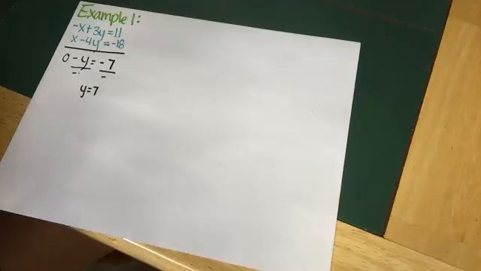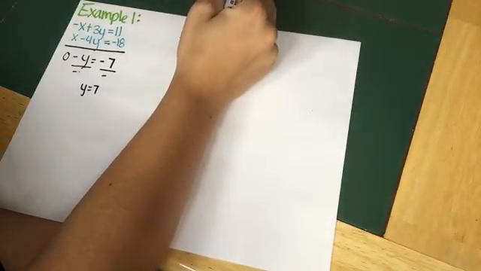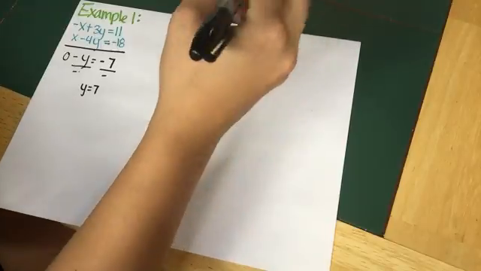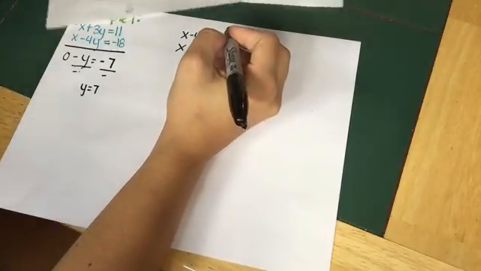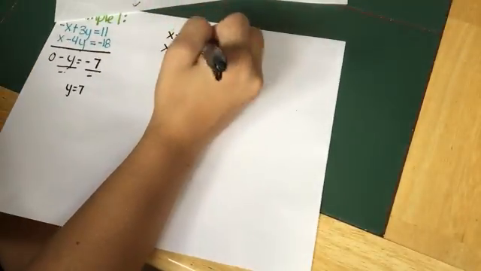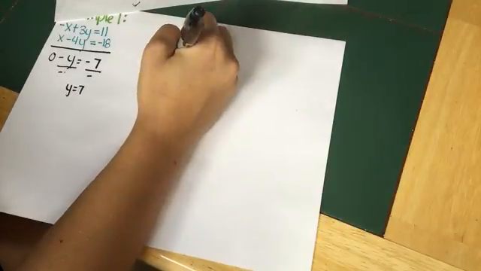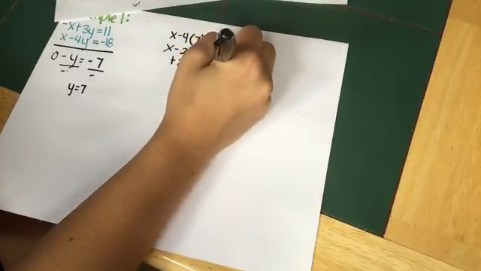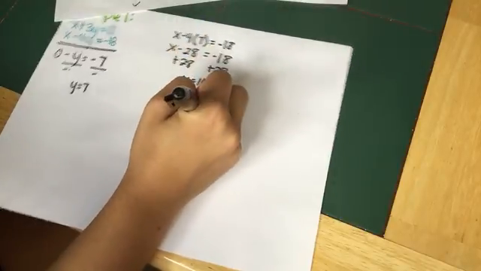Then you have to pick an equation and plug it back in. So we'll go x minus 4 times 7 is equal to negative 18. Here would be x minus 28 is equal to negative 18. And you plus 28, making x equal to 10. And your solution is 10, 7.